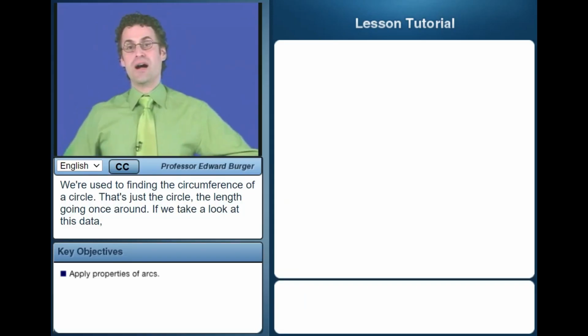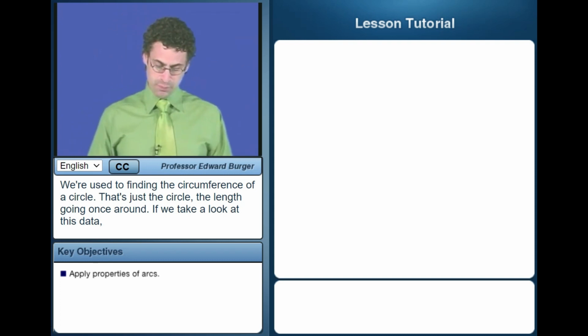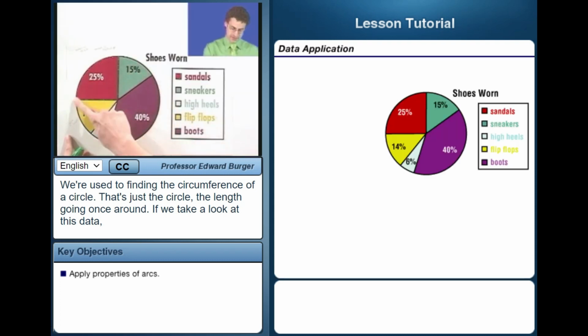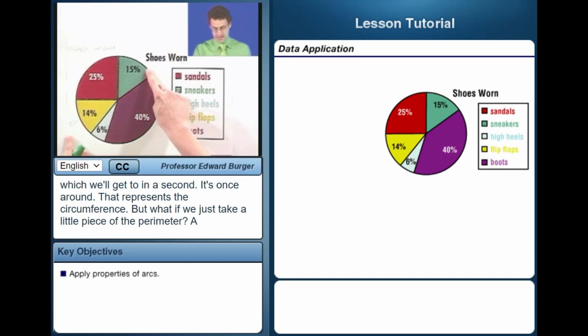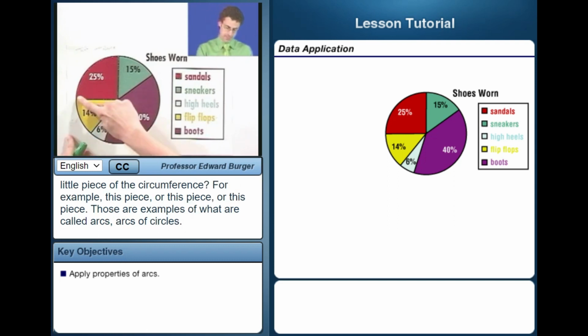We're used to finding the circumference of a circle, that's just the length going once around. That represents the circumference. But what if we just take a little piece of the perimeter, a little piece of the circumference? For example, this piece, or this piece, or this piece.